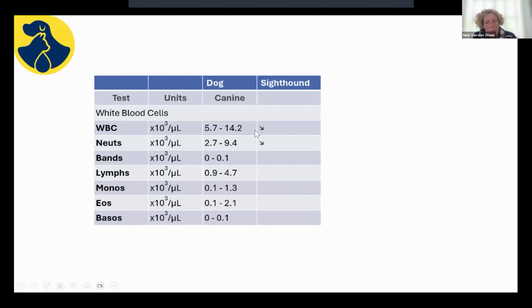And then again, come back to the sighthounds, so your greyhounds and similar breeds, they have a slightly reduced neutrophil count. So their neutrophil count quite often can be around 2. And there's certain other dogs out there, as we said, that have a slightly reduced neutrophil count, and that might be very normal for them.